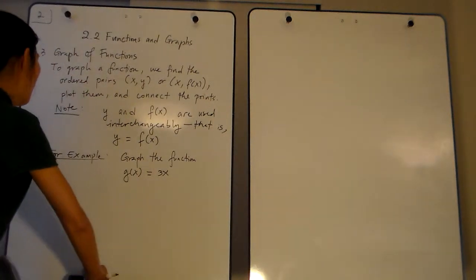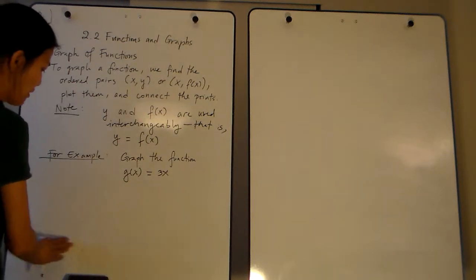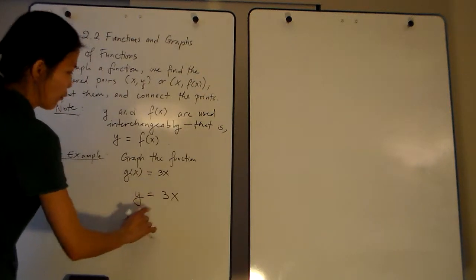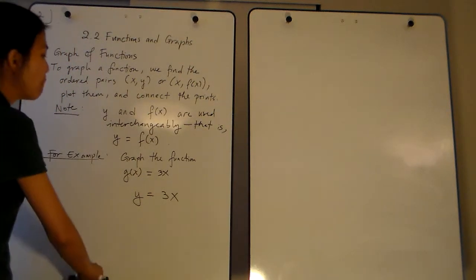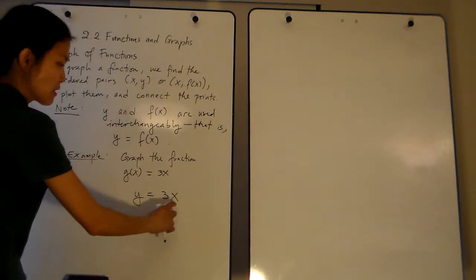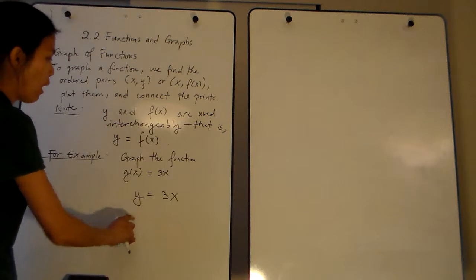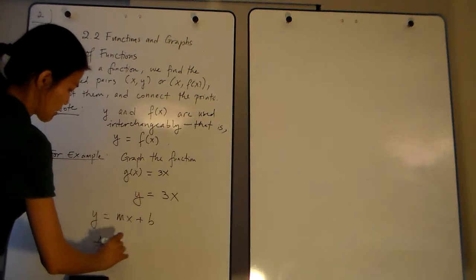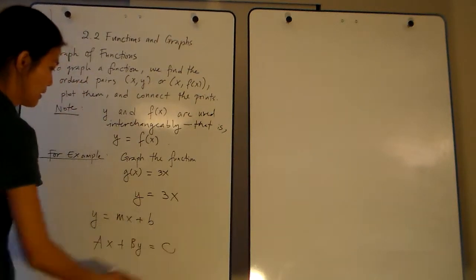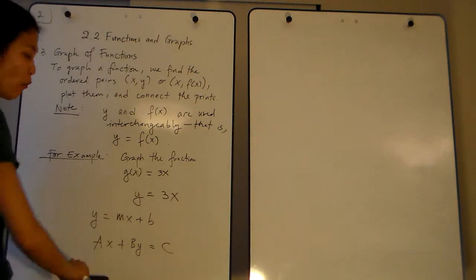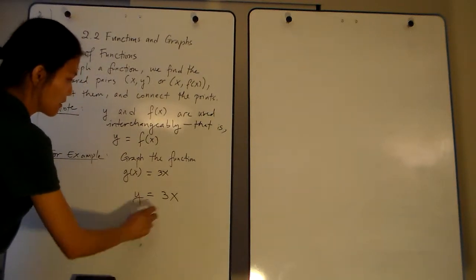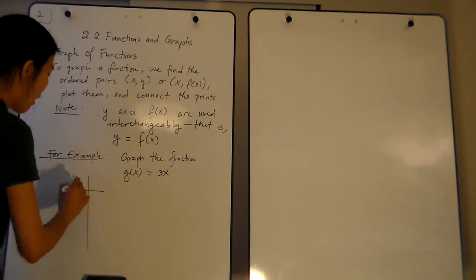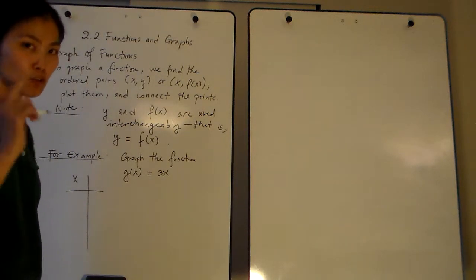So here's the example. Graph the function g of x equals 3x. This is very similar to what we did in the past, graphing y equals 3x. If you remember the pattern, this is x raised to the first power, same thing for y, and it is in the form y equals mx plus b, or ax plus by equals c. So a linear equation is a line, and we know ahead of time that this turns out to be a line. Remember, to graph a line, you need at least 2 points. That's all you need.